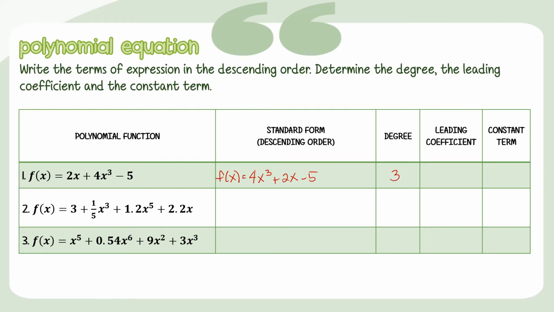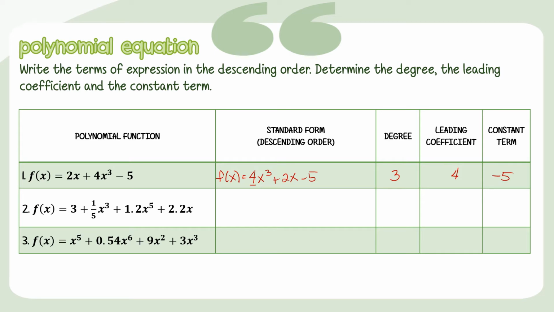Ito yung number, yung coefficient nung term na nagtataglay nung highest exponent. Kumbaga, siya yung leader. So, ito yun, 4. Constant term, ito yung term na walang kasamang variable. So, we have negative 5.